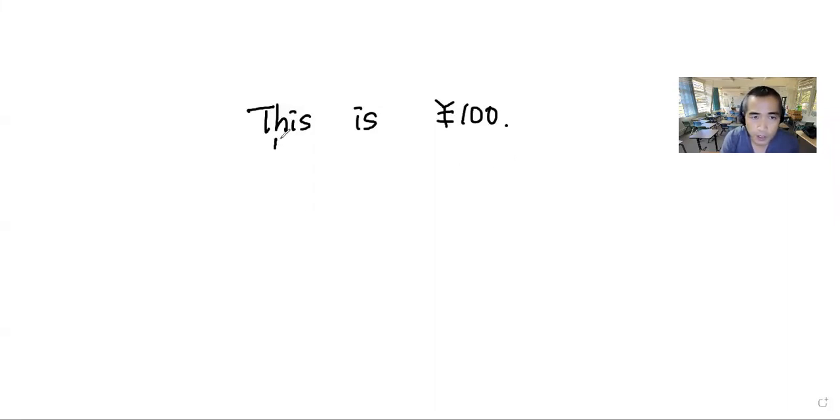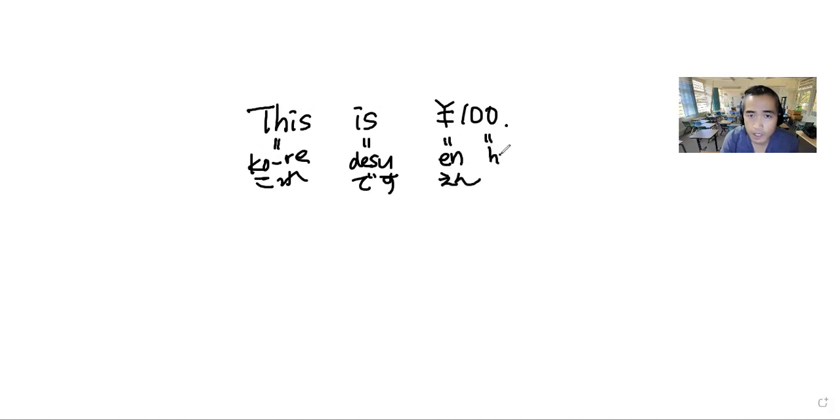If you check your dictionary, this is これ. Then yen, actually we say 円. Do you know how to say 100? 100. You might want to say これです円100, but unfortunately, it doesn't make sense.